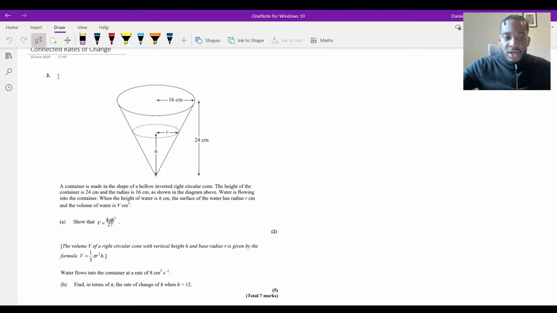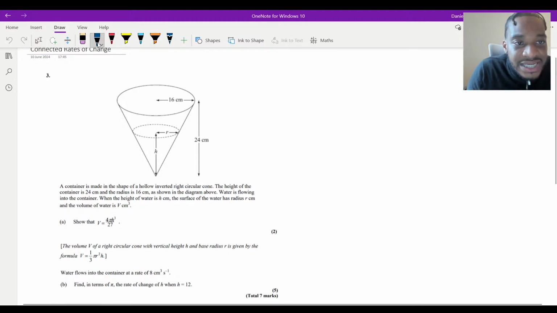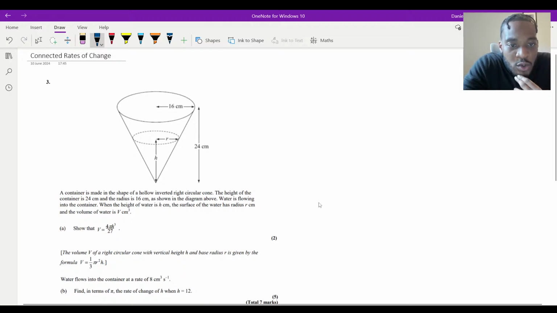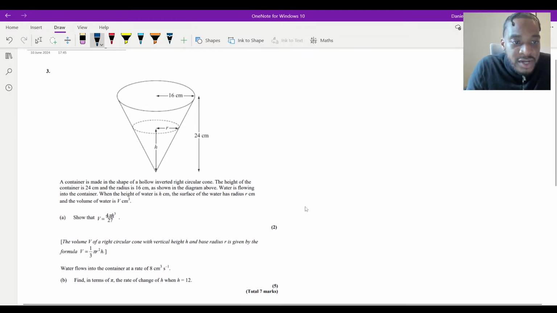So, firstly, it says a container. I need to lock this phone because this phone's distracting me. Anyways, it says a container is made in the shape of a hollow inverted right circular cone. The height of the container is 24 centimeters and the radius is 16 centimeters, as shown in the diagram above. Water is flowed into the container. When the height of the water is h centimeters, the surface of the water has radius r centimeters and the volume of the water is v centimeters cubed.